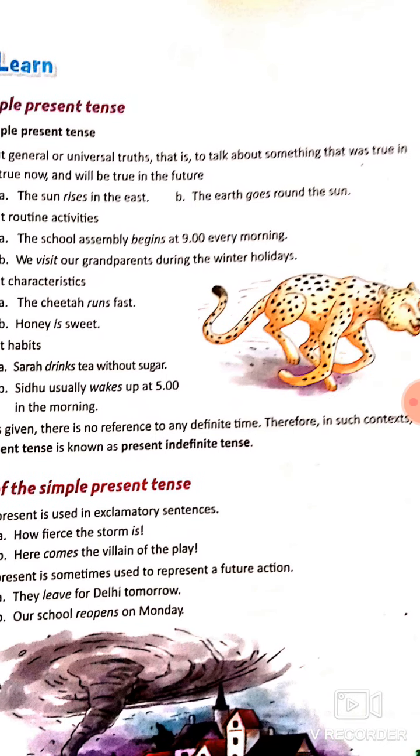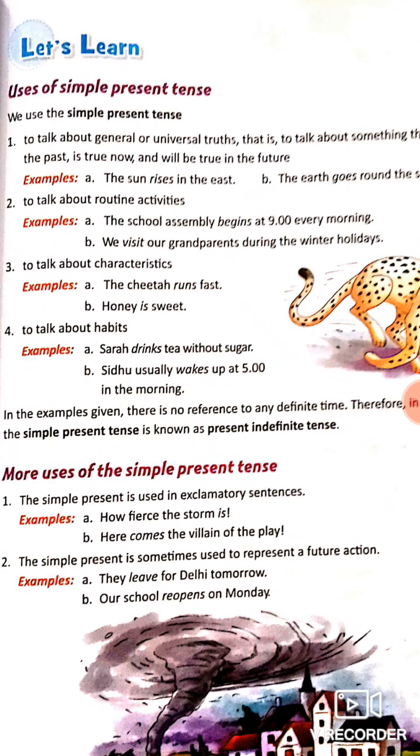The earth goes round the sun. The same for this sentence also. Sugar tastes sweet. Can sugar ever taste bitter or sour? No. So for general truths or universal truths, we always use the simple present tense.